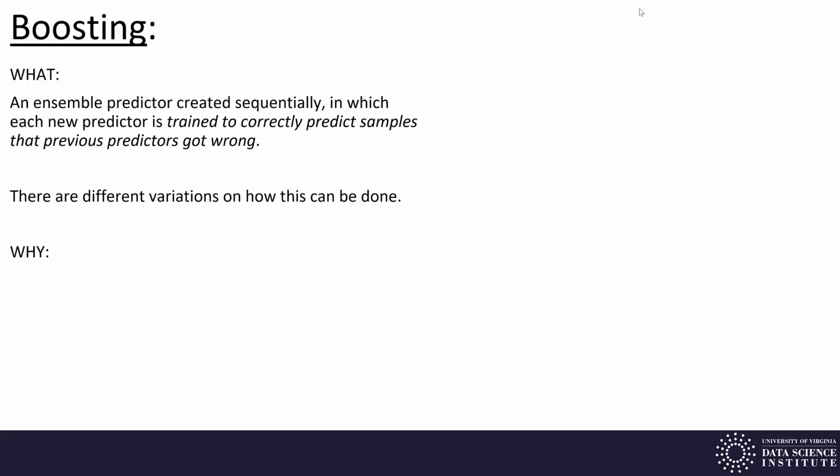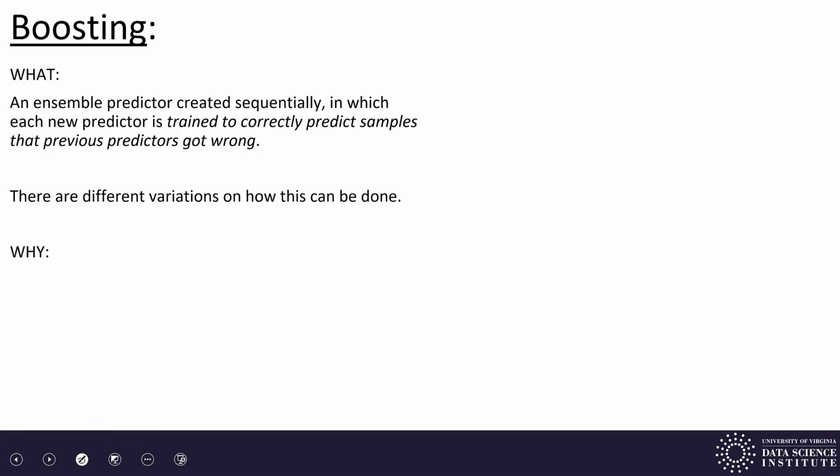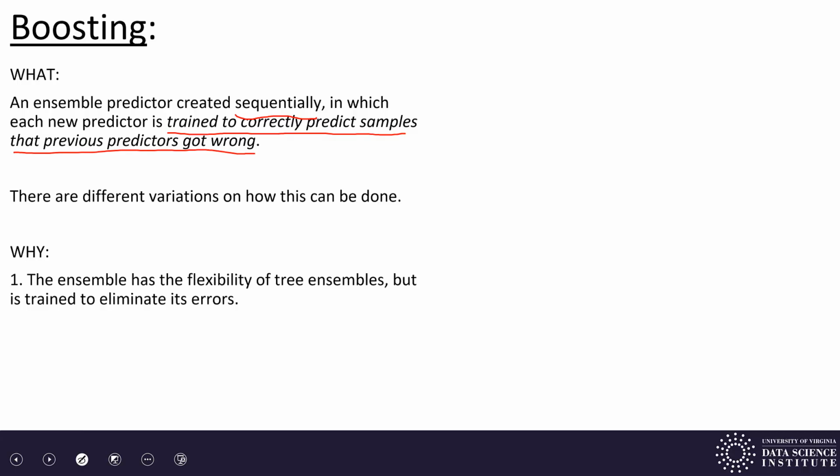In this video, we're going to talk about boosting, which is a method for creating tree ensembles, or generally any predictor ensembles, in which the predictors are created sequentially, in which each new predictor is trained to correctly predict samples that the previous predictors got wrong. So we're going to talk in detail about ways to do this in this presentation. There are a number of different ways it can be done.